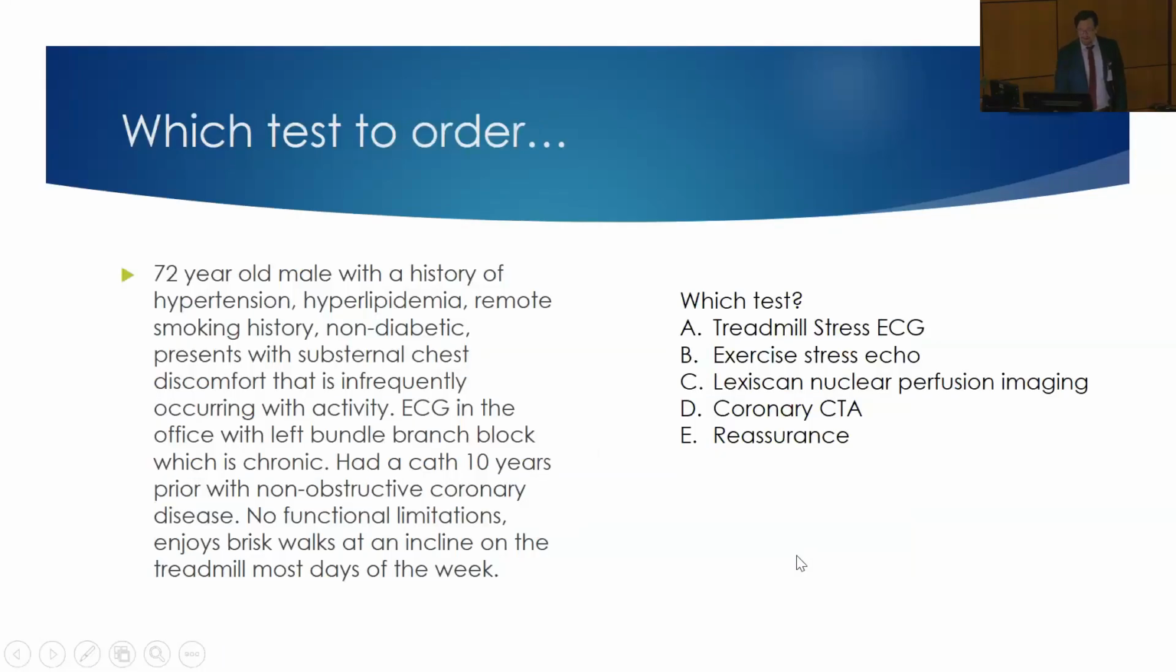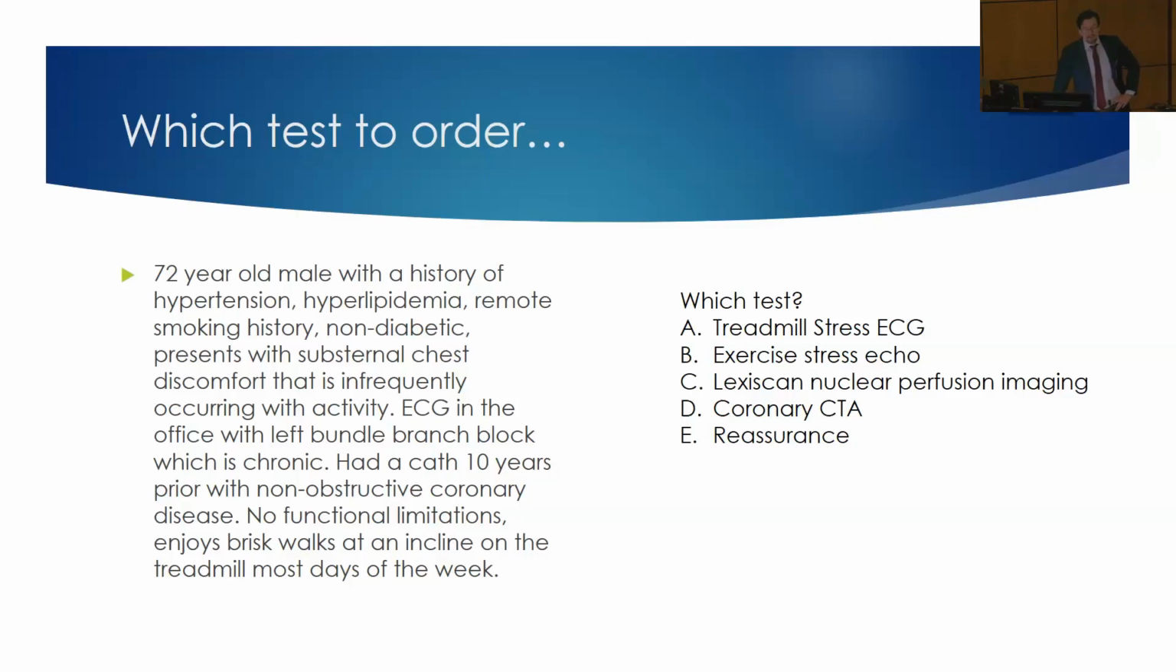Okay, another scenario. A 72-year-old male with a history of hypertension, hyperlipidemia, smoked in the past, but it's been like 20 years, previously a pack-a-day smoker, non-diabetic, presents with substernal chest discomfort that's infrequently occurring with activity. Some things like exercise, like when he does a brisk walk at the gym, don't really cause any issues, but when he goes up a flight of stairs, he might have some chest pressure.